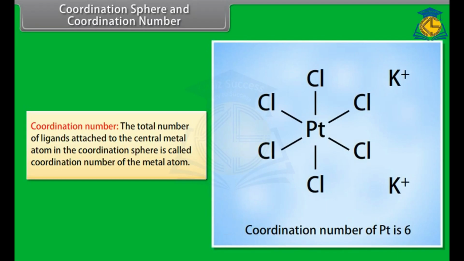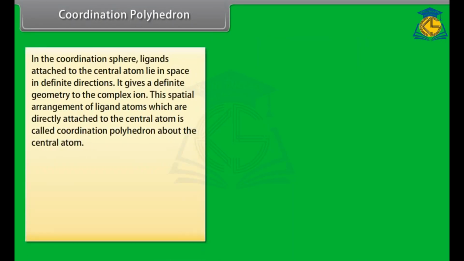Coordination number. The total number of ligands attached to the central metal atom in the coordination sphere is called coordination number of the metal atom. Coordination polyhedron. In the coordination sphere, ligands attached to the central atom lie in space in definite directions. It gives a definite geometry to the complex ion.